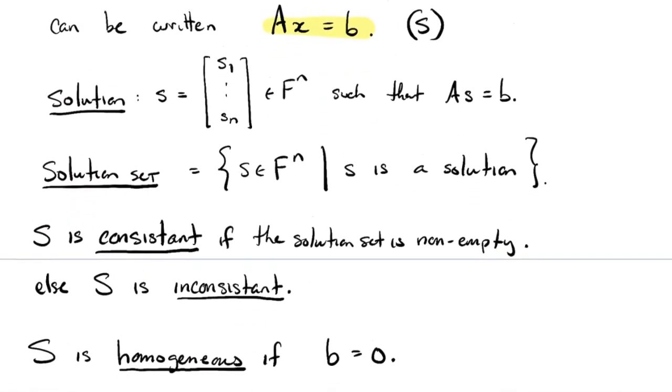Here's some terminology. What do I mean by a solution to the system? A solution, by definition, is an element of Fn that, when you replace x with it, makes the equation true. So a solution is a vector s in Fn such that As equals b. The solution set is the set of all such solutions. Remember, capital S represents the system. The system is consistent if the solution set is not empty. So if you can find a solution to the system, it's consistent. Otherwise, it's called inconsistent. And some special terminology: if the vector b is identically 0, then the system is called homogeneous. Okay, so some language for our work.